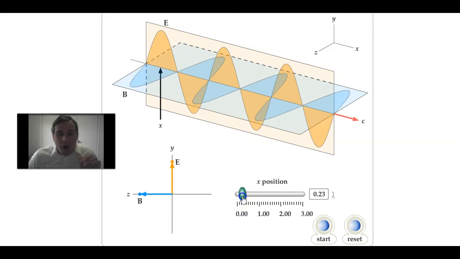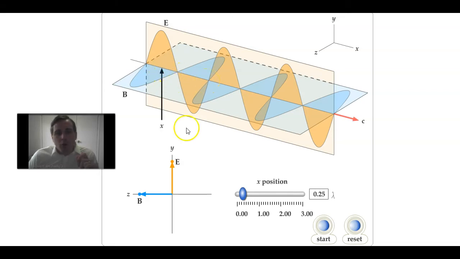Let me see if I can get this to 0.25. There we go. Now we've moved a quarter wavelength. At a quarter wavelength, we're at the maximum value of the electric field and the maximum value of the magnetic field. Because one full wavelength, we should go back to 0 again. Now that's 2 pi in radian space, but that should be 1 in terms of lambda physical space.